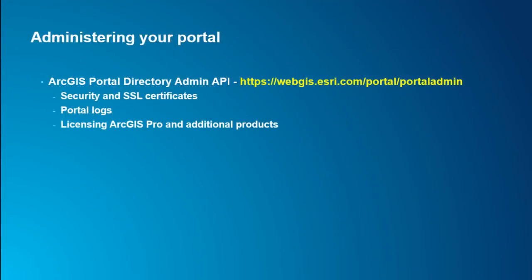Okay, so now you've decided on your deployment strategy. If you're at 10.5.1, you may use the ArcGIS Enterprise Builder, or you may install it manually, but at this point you're ready to start administrating your portal. And this is going to be done through the portal directory admin API, accessible through the web adapter.